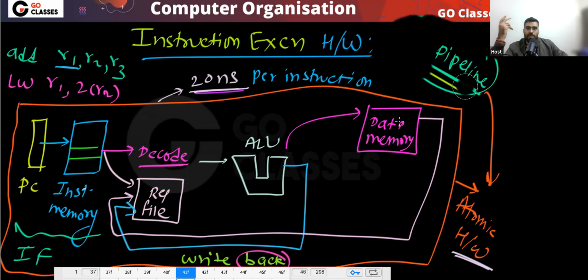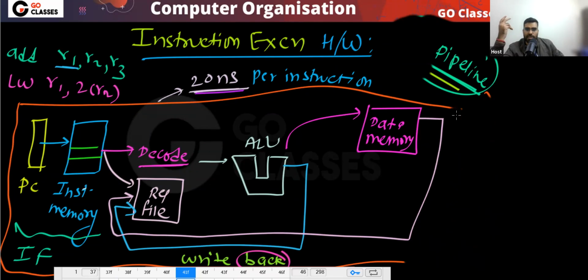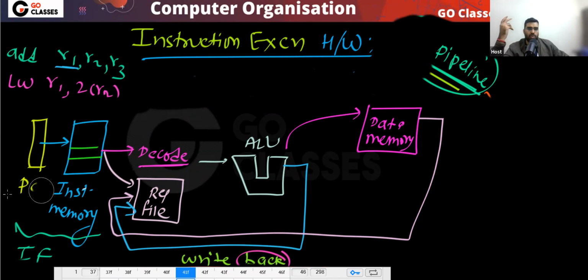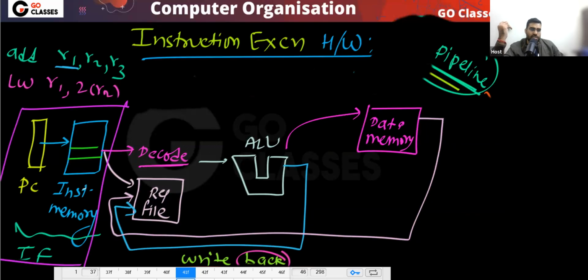Now I want a pipeline. When you have a pipeline, you will divide your hardware. This hardware that you have is now divided, you have separated it. Of course, you have to do some extra work to separate this hardware. You will consider that this is a hardware unit which will do instruction fetch. This is hardware 1, or you can call it stage 1.